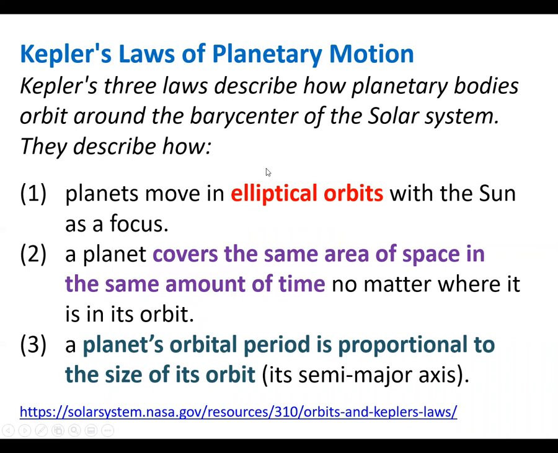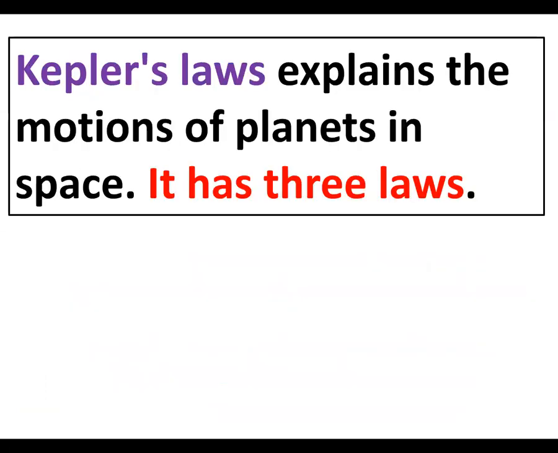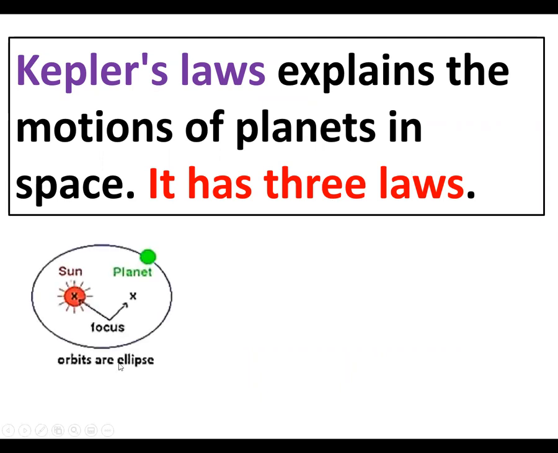These are Kepler's three laws of planetary motion. To learn more about them, let's use pictures. The first law states that orbits are ellipses, or elliptical. So this is the orbit right here. It is shaped like an ellipse.